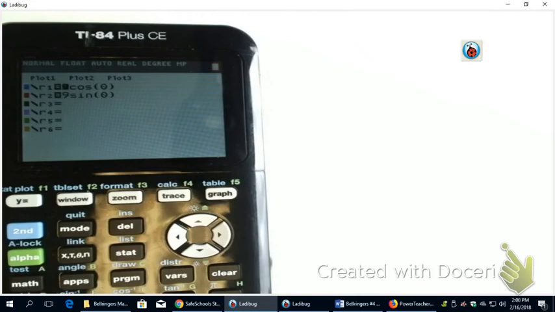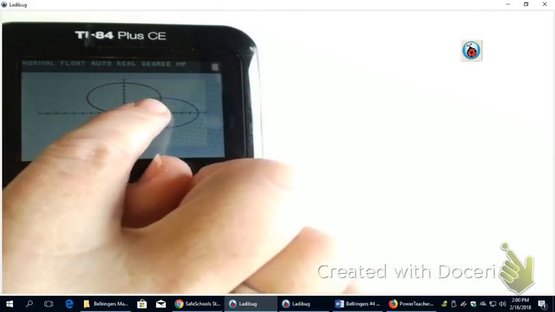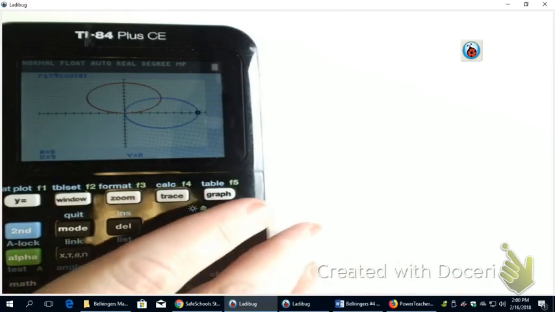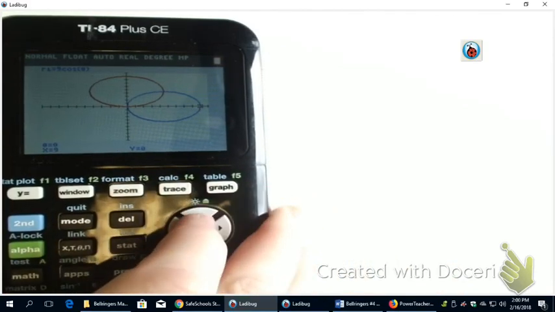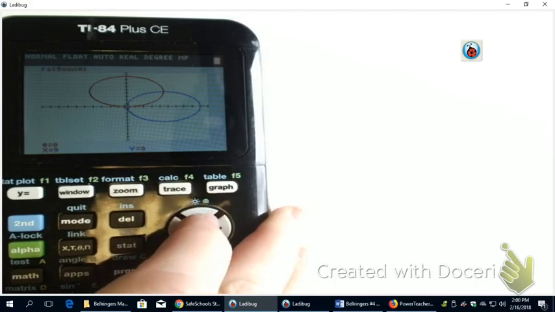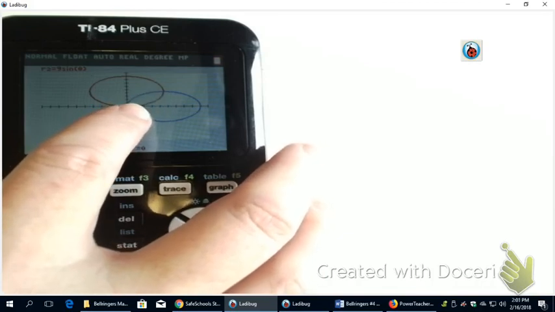Alright, I have one last one, 9 cosine theta, 9 sine theta. And the area it wants me to find is inside both of these circles. Let's go ahead and graph it, see what it looks like. It's wanting me to find this area right here. Okay. Let's press trace. I think I want to start on the red, so let's just go up and see what happens. Since that starts there, and since that area right there is what I'm looking for, then that's really nice.